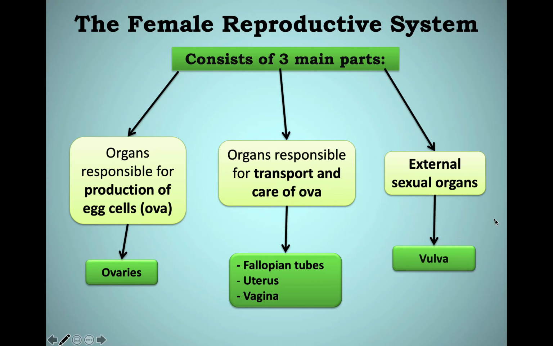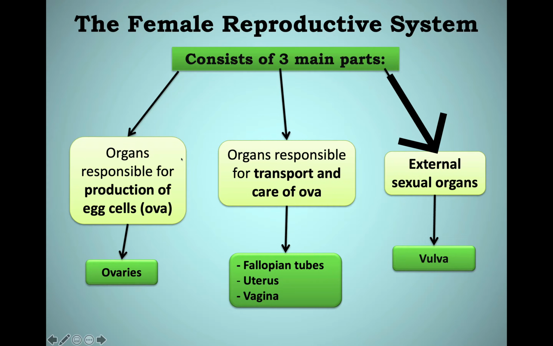Now the female reproductive system can also be broken down into 3 areas. The first part will be the organs that are responsible for the production of egg cells, also known as ova. The next area would be the organs responsible for transporting and taking care of those ova. And the next part would be the external sexual organs.